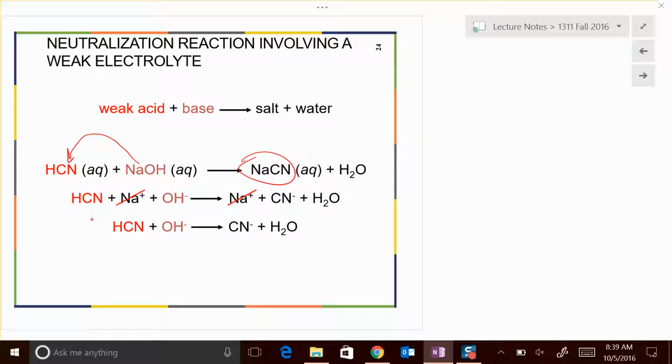It's weird. This was not right. This should be H plus CN minus. Okay? So I get the sodium and the cyanide coming together, and then I get the H plus and the OH minus. Should just be H plus. Okay?